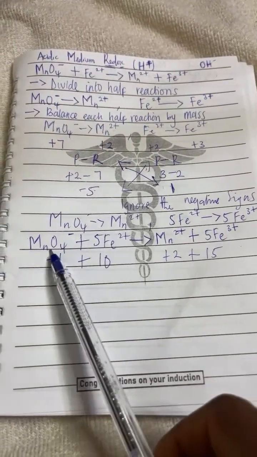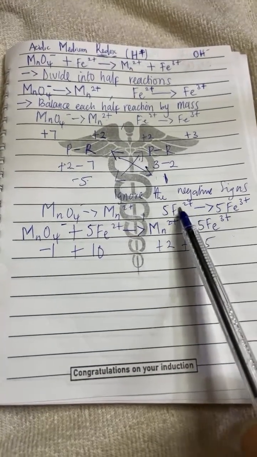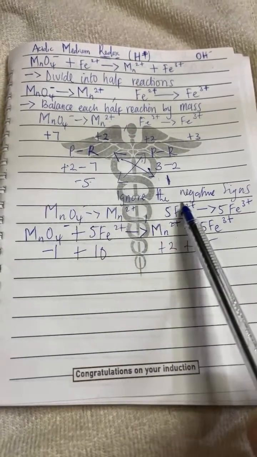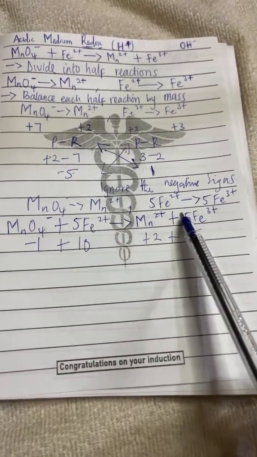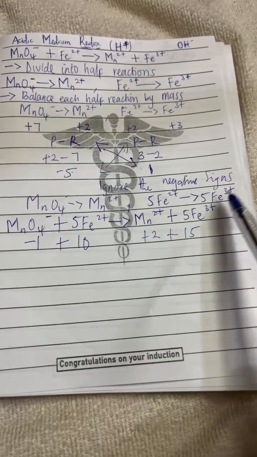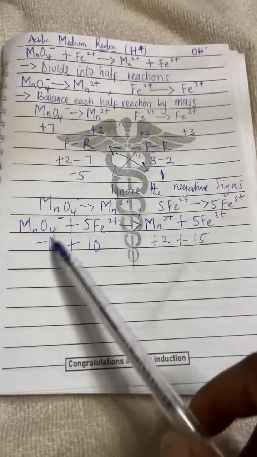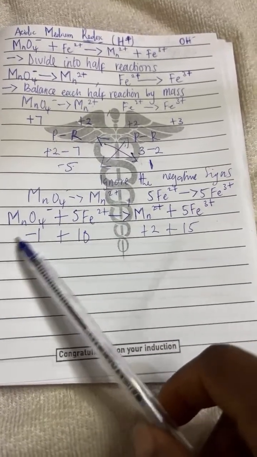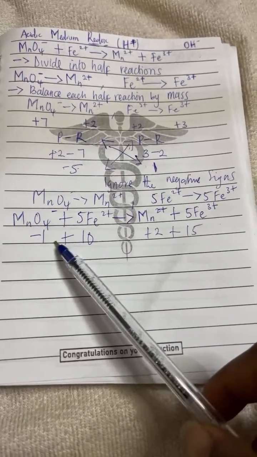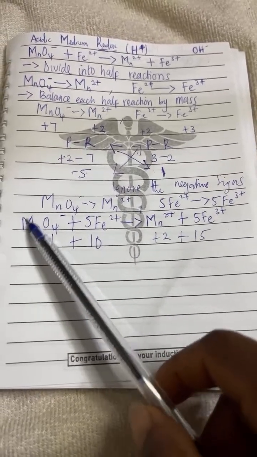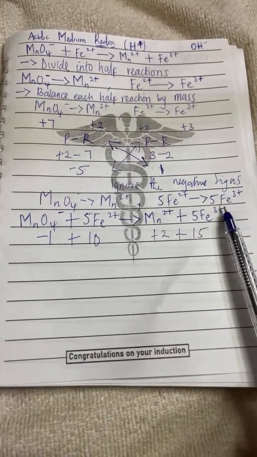MnO4 minus plus Fe2 plus. These ones are the reactant side. I put the reactant side together to give us the product side, Mn2 plus and another product, 5Fe3 plus. After that, I'm trying to calculate the total oxidation number at the product side and the total oxidation number at the reactant side, right? So now we are not just dealing with an element, but with the whole compound, the whole reactant side and the whole product side.